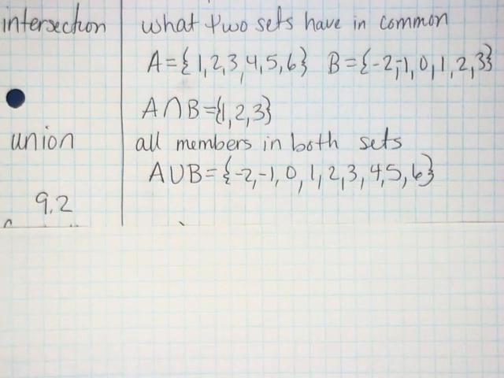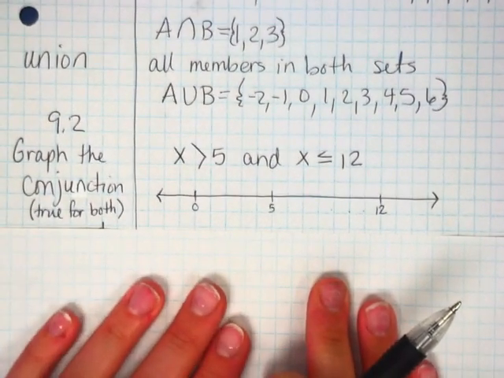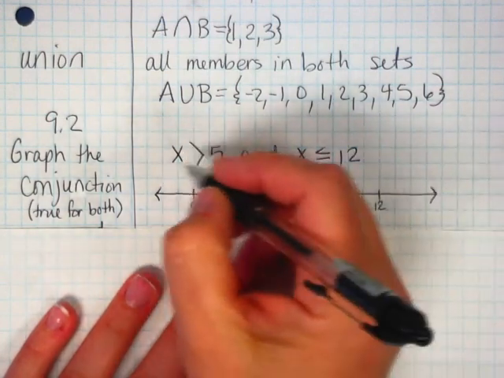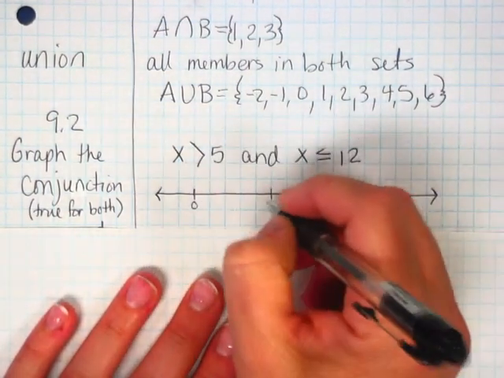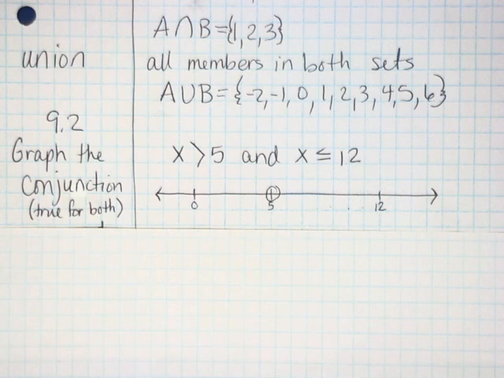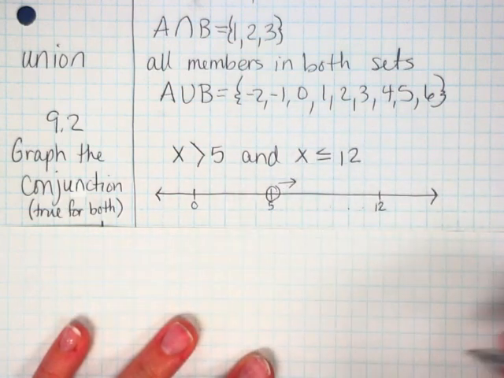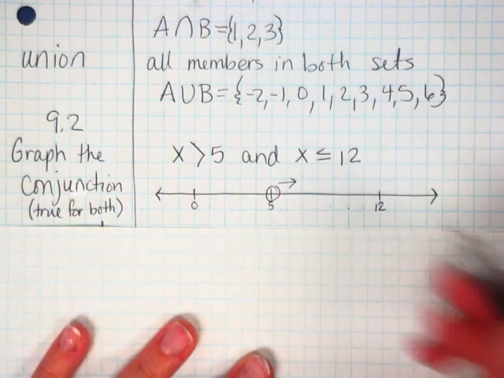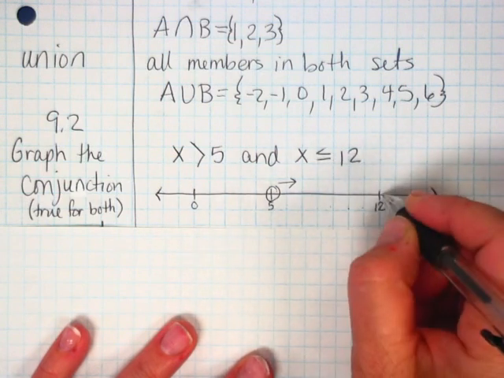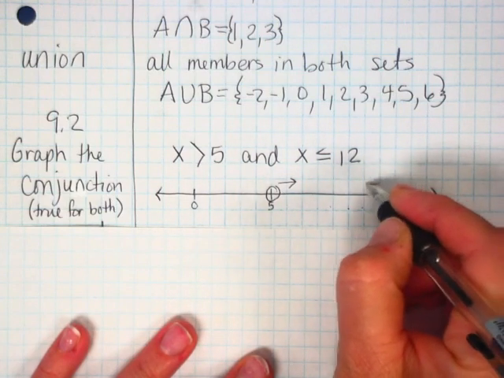So now let's talk about 9.2, and it's asking us to graph a conjunction. So we're looking at this, and remember that there's no equal sign. So we have an open dot because there's no equal sign. It says x is greater than 5. So x is greater than 5 would be in this direction, and you just think about it, what's greater than 5? 6, 7, and 8, and so forth. x is less than or equal to 12. So we're going to fill in that hole, and the stuff that's less than would go this way.